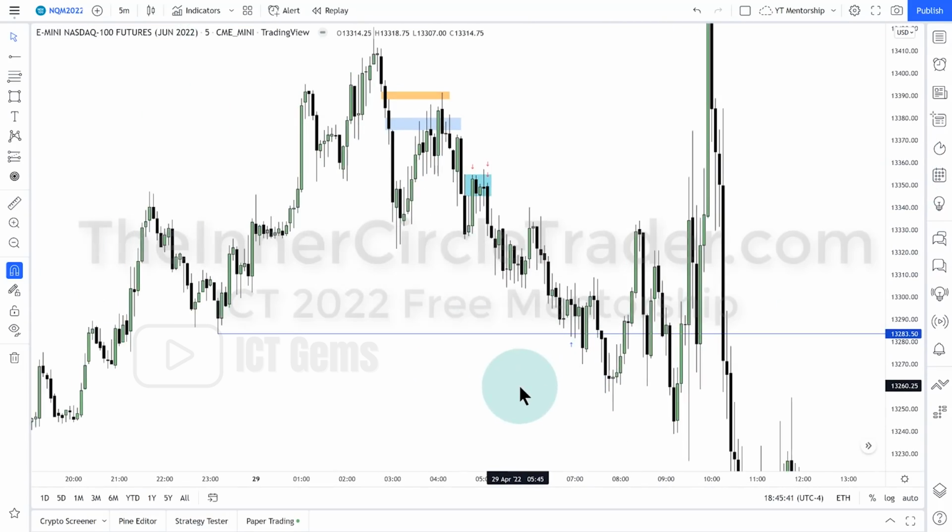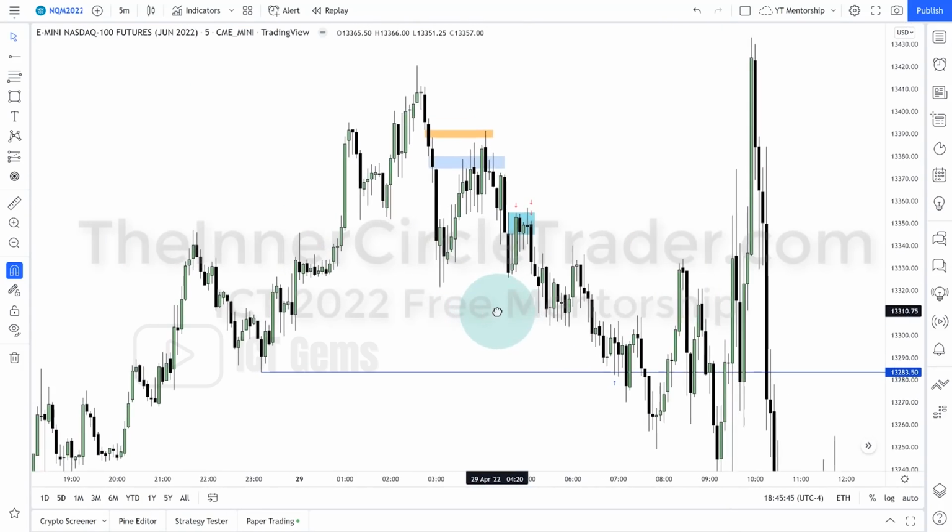And for those of you that are students of mine for a longer time than just recently, you recognize this as a market maker sell model. So I was selling in an area where distribution would take place.